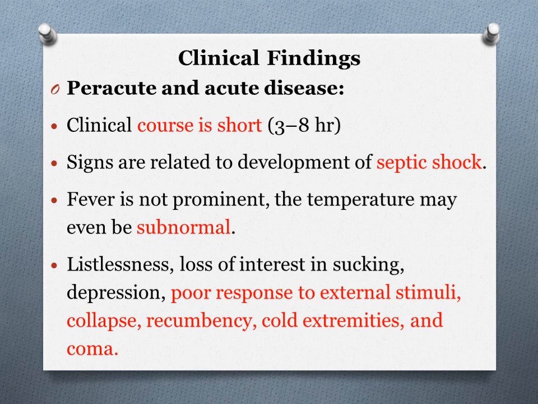We have seen the various forms of cholesepticemia: enterotoxemic, enterotoxigenic, enteroinvasive, and cholesepticemia or septic colibacillosis. Here we will see the cholesepticemia clinical findings. When there is septicemia, naturally it is a peracute and acute disease. The clinical course is very short in peracute. Sometimes the animal is found dead within a day, or the course may be even 1 or 2 days in acute cases.